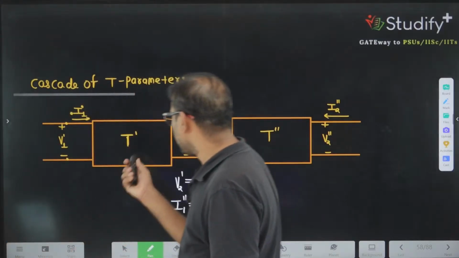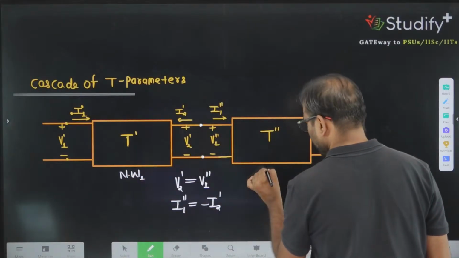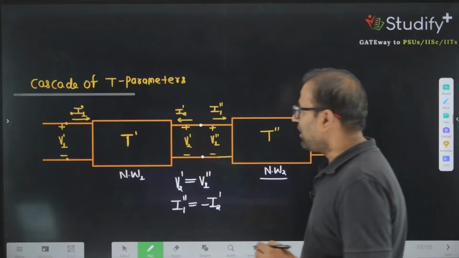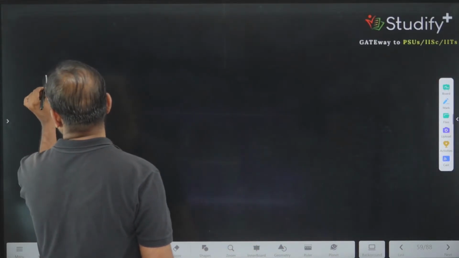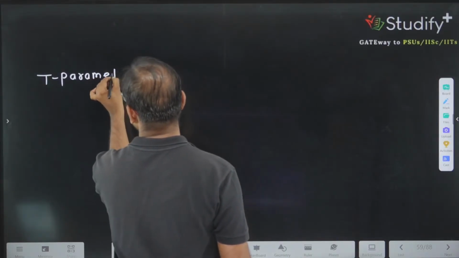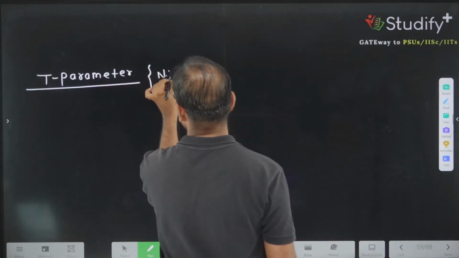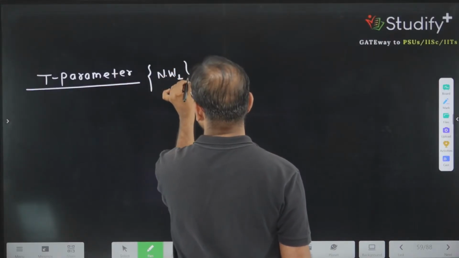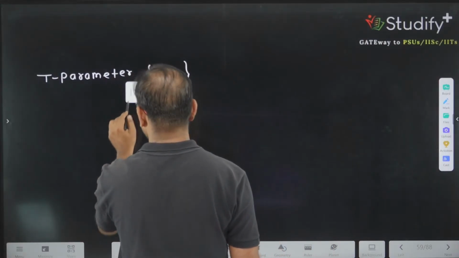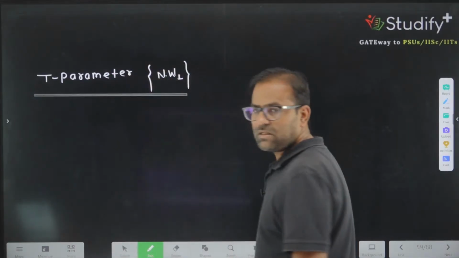Now let's write the separate T parameters for both two-port networks. This is network number 1, and this is network number 2. Correct? So can I say, for the first network, we are writing the T parameters for network number 1. Correct?